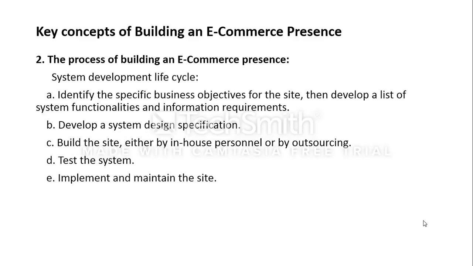The second concept is the process of building an e-commerce presence. It follows the system development life cycle. The first step of the system development life cycle is to identify the specific business objectives for the website, then develop a list of system functionalities and information requirements. The second step is to develop a system design specification.